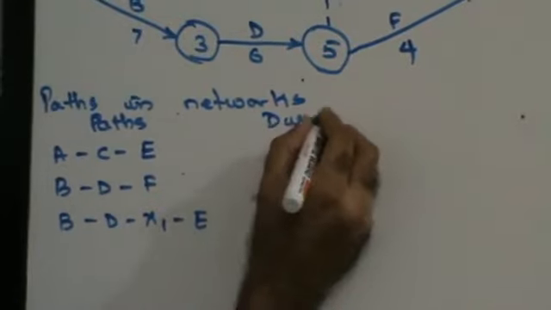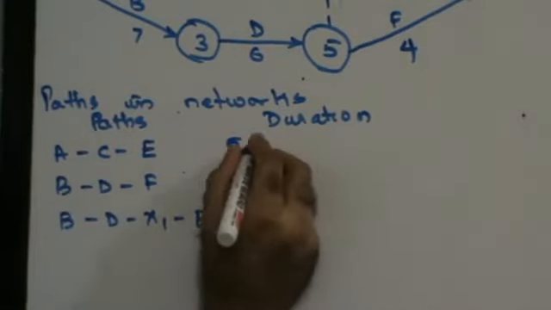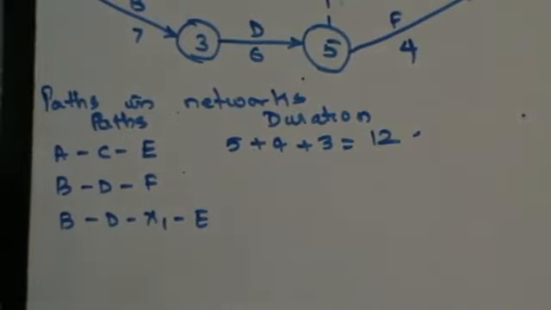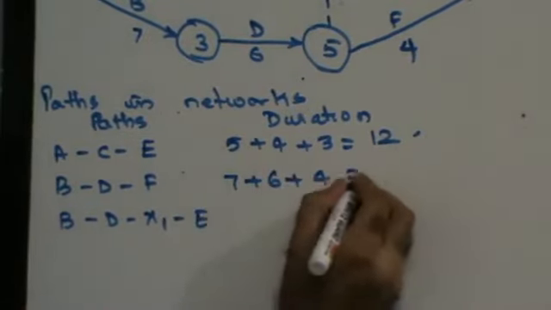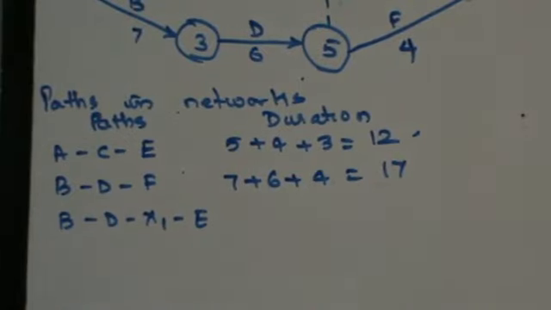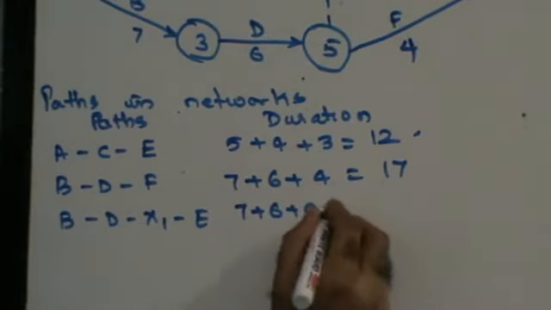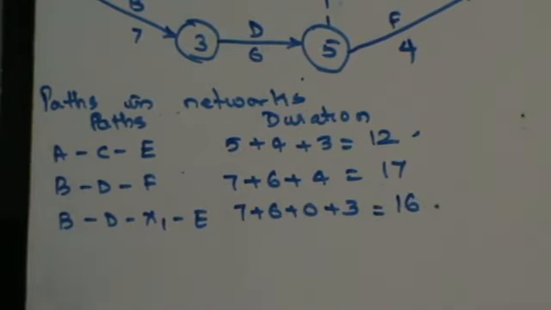Duration. If I'm going ACE, then it will be 5 plus 4 plus 3, which is 12 days. Then BDF is 7 plus 6 plus 4, 17 days. Then BDX1E is 7 plus 6 plus 0 plus 3, so this is 16. Do you understand this? Now, the maximum time is 17 days.